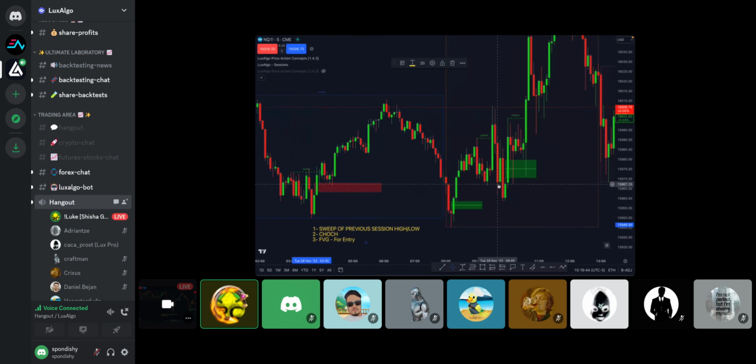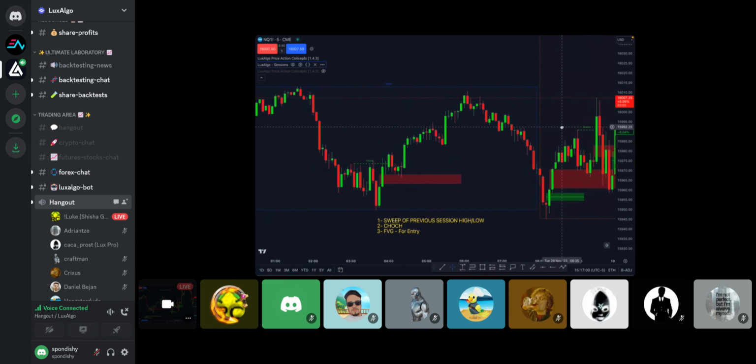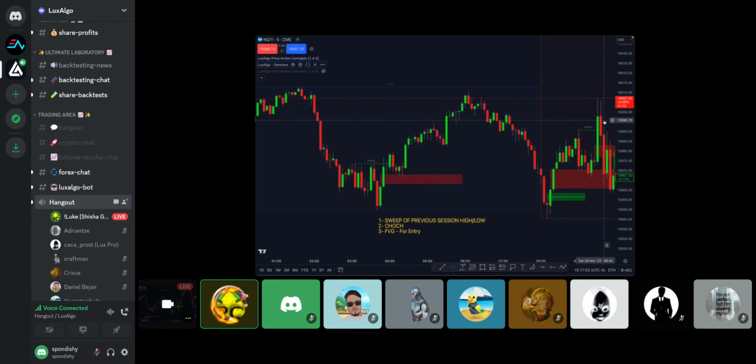Step three, do we have any FVGs? Yes. LuxAlgo drew 3 FVGs for us. One right here, another one right here, and there's another one still open. Forget this one over here, right? We're still on this side of the chart. All right, so after we got the CHOCH, we have 3 FVGs.